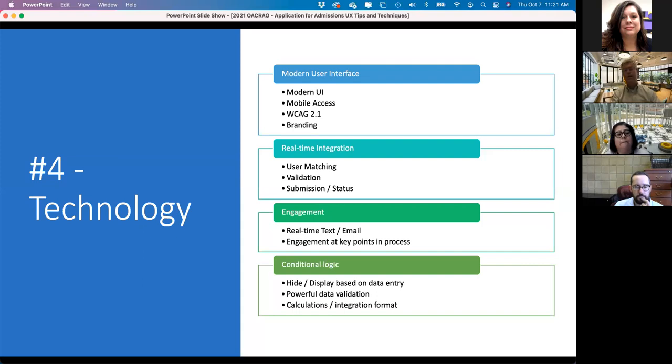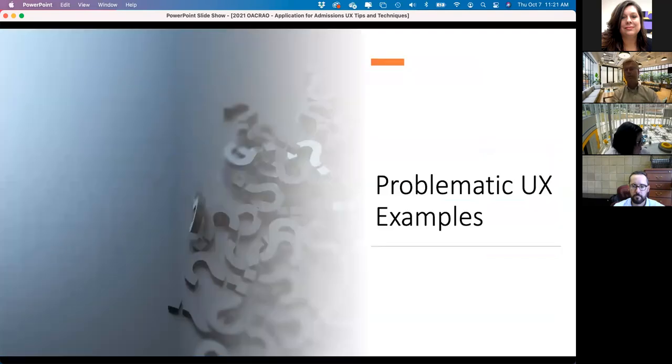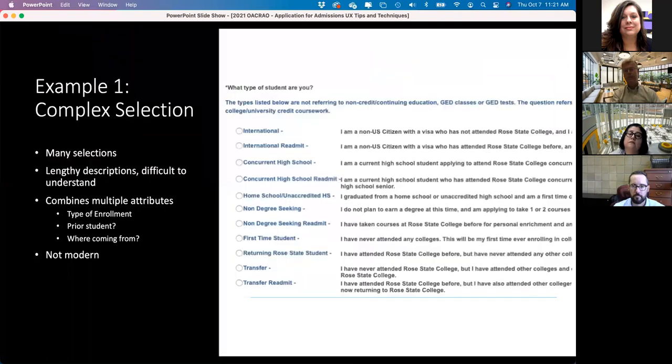The other piece is that a lot of solutions don't do real-time integration. So you might have a day or a week or a month between the time someone starts the application process to where you actually can validate things or give them any feedback, which drives engagement. So again, I wanted to just describe some of the reasons why there are challenges, just as a starting point, but let's just talk about some examples. So this is a screenshot that I took specifically from Rose State College's application.